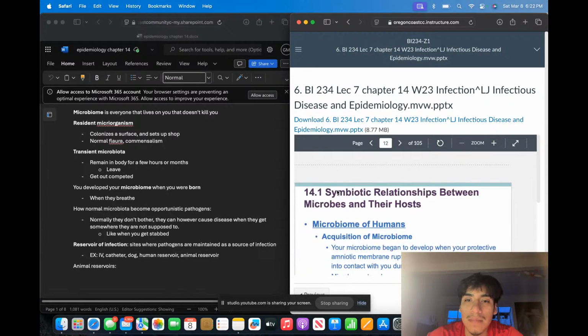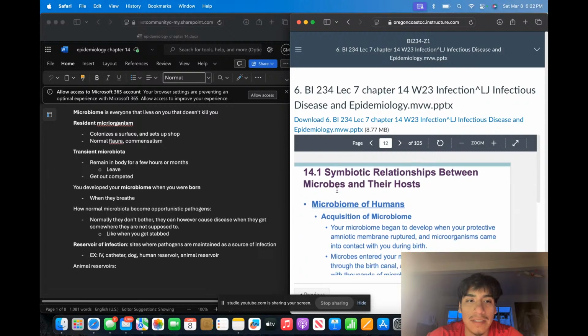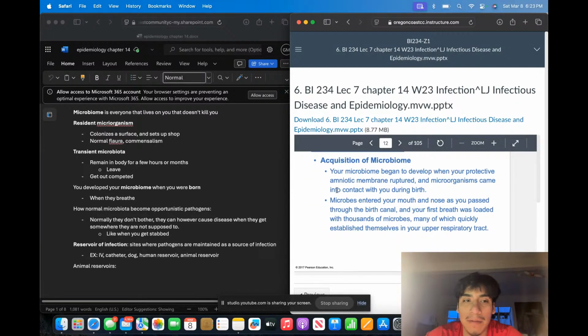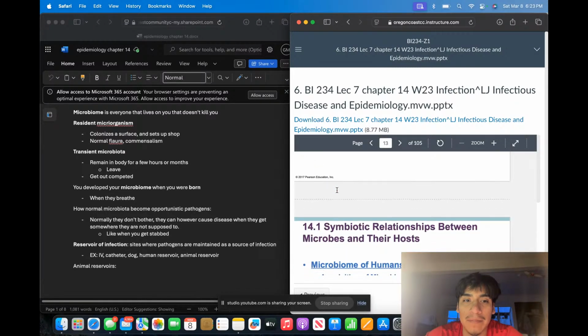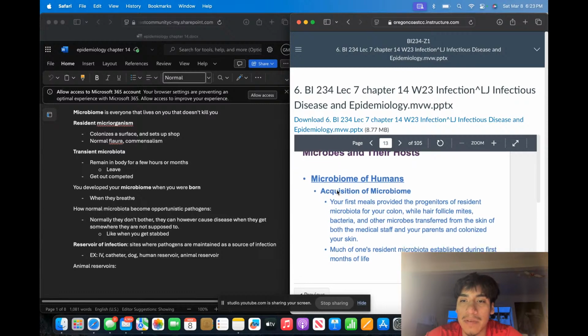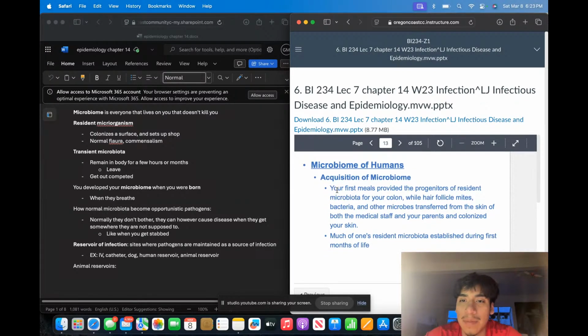So let's go into acquisition. You develop your microbiome from when you were born, basically, because there's bacteria everywhere, and when you breathe. Your first meals provide the progenitors for resident microbiota.